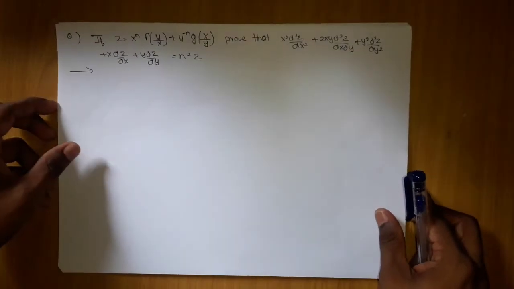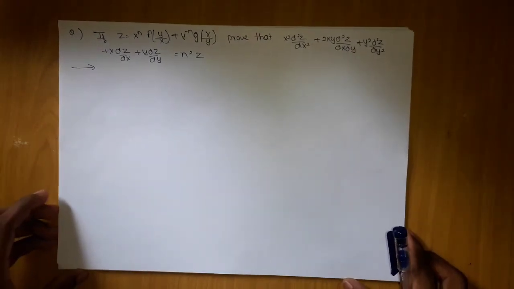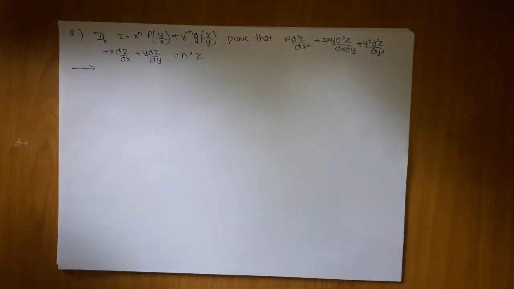The next question which we are going to take is as follows. If z equals x power n f of y by x plus y power minus n g of x by y, prove that x squared dou square z by dou x square plus 2xy dou square z by dou x dou y plus y square dou square z by dou y square plus x dou z by dou x plus y dou z by dou y equals n square z.